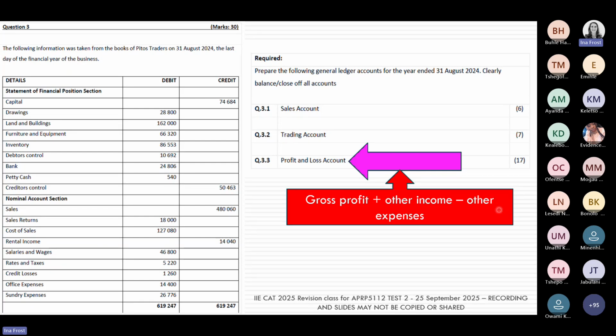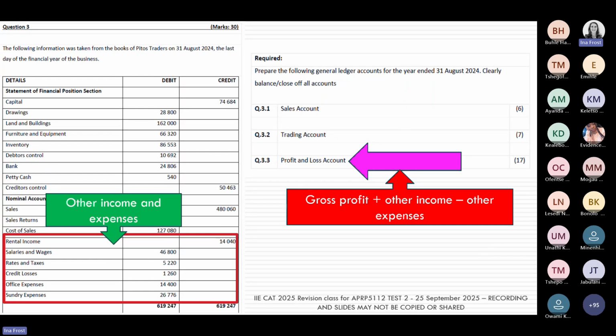Where do I find the income and expense accounts again? Remember, we're working with the nominal accounts section of your trial balance. That's where we list all the income and expenses, but we're looking specifically now for other income and other expenses. So there you can see we've got rent, salaries, rates and taxes, credit losses, office expenses, and sundry expenses. So everything in this red block, those are the accounts that we're now going to close off against the profit and loss account, so that all of our nominal account balances can be zero at the end of the year.